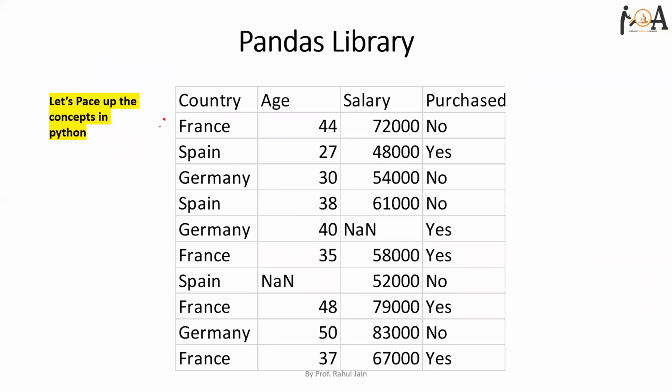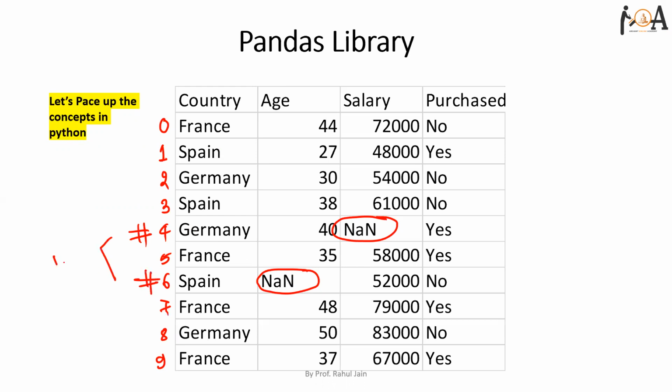If you run this, then this is the 0th row, this is the 1st row, this is the 2nd row, third, fourth, fifth, sixth, seventh, eighth, and ninth one, right? So this fourth row is having a null value here, and this sixth row is also having a null value here, right? This fourth row and this sixth row are having null values.